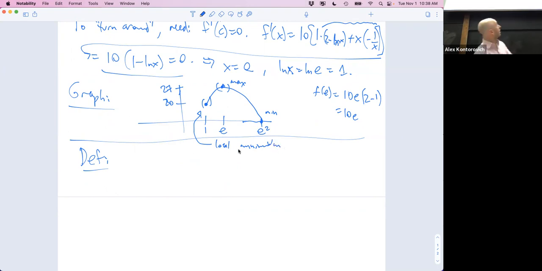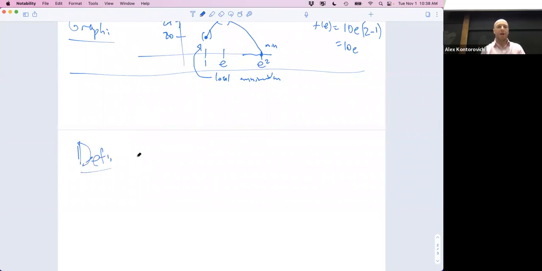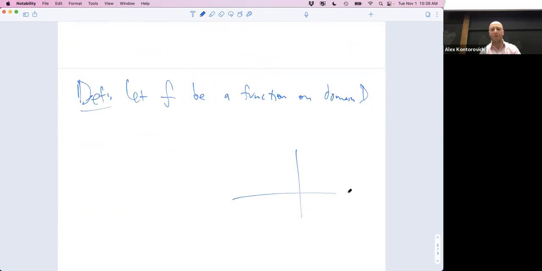All right. Let me try to write a little bigger. Let me not try to sneak this into this page. New page. Okay. So what do we actually mean? Definition. Let f be a function on some domain D. So again, the picture I always have in mind, there's some domain D. I don't know, maybe it's open, maybe it's closed, whatever it is. And we have a function f that's on the domain.